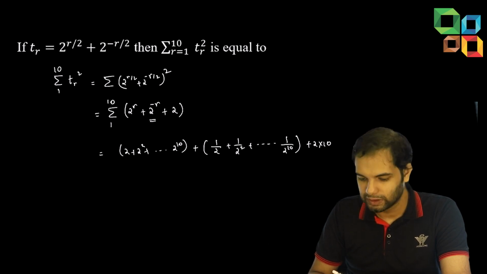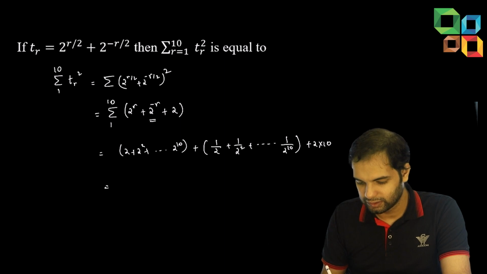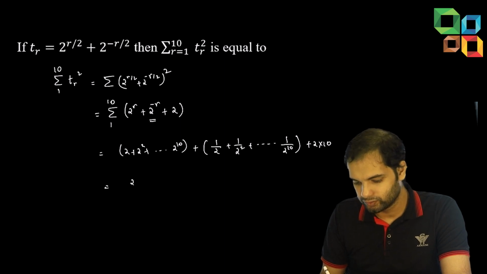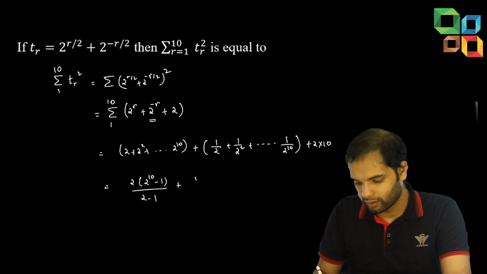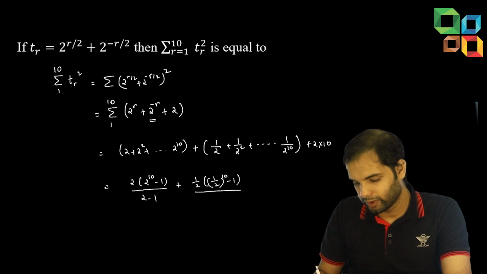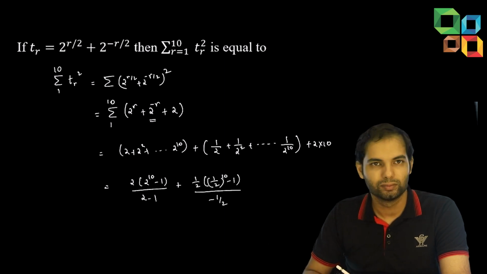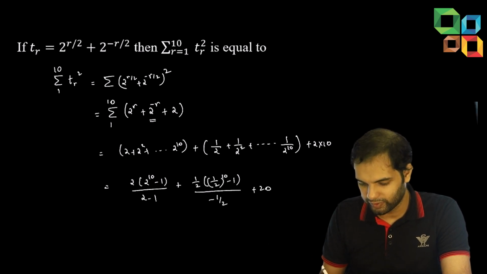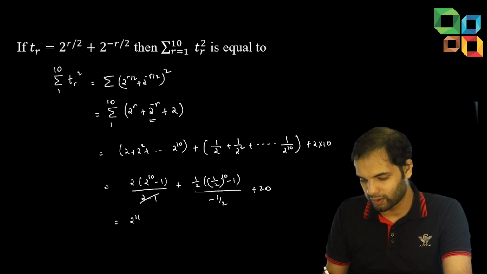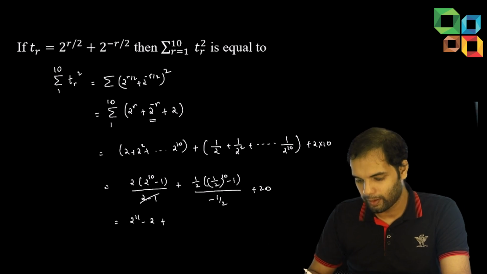Now you just have to figure out the sum of this. So what do we have? A into, how many terms is it? 10 terms. So (2 power 10 minus 1) divided by (2 minus 1), plus half into (half power 10 minus 1) divided by (half minus 1), which is minus. The rest is plus 20. If you want, we can simplify. This is 1. So this is 2 into 2 power 10, which is 2 power 11 minus 2, plus.